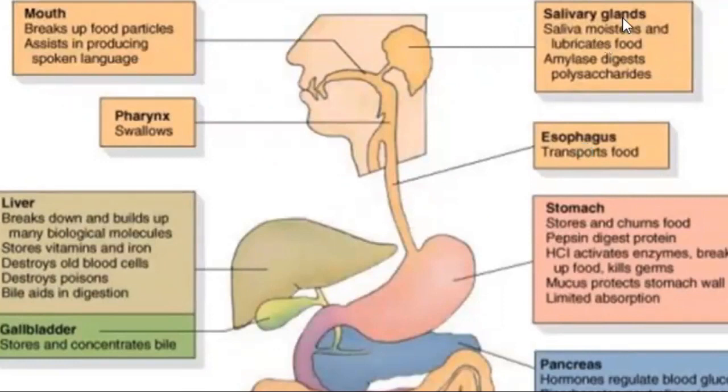The first one is the salivary gland. Salivary gland produces moisture. Number 1, moisture. Number 2, it produces an enzyme called amylase. This one is very important in digesting the food. It converts starch into maltose.